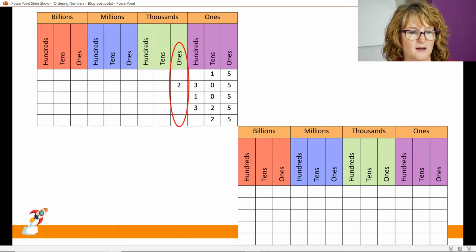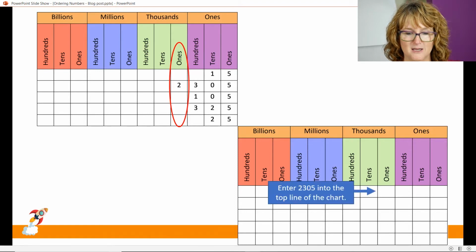So the first thing we do need to concern ourselves with is the 1000s. See right here we have ones, and it's in this little green section. That's because this is where we're going to call things thousands. Okay, so this is the 2000s column. So none of these other numbers have any thousands in them at all. So that means that this number here, 2305, has to be our absolute largest number, okay?